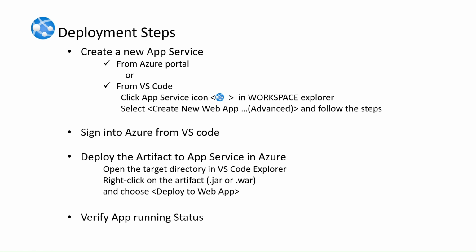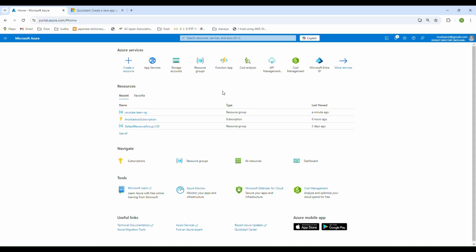So let's create an app service from the Azure portal. So once that is done, then we need to go to VS Code and sign in to Azure to get authenticated so that we can access the Azure resources from VS Code. Then we will go for the deployment of the artifact to the app service in Azure. After that, we will check in the browser if the app service is running properly or not. I have signed into the Azure portal. Now let's create the app service.